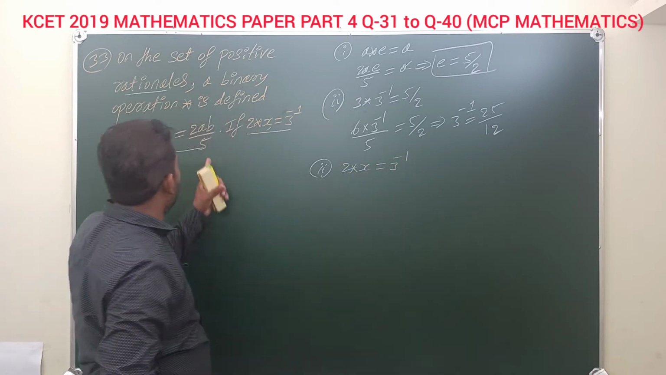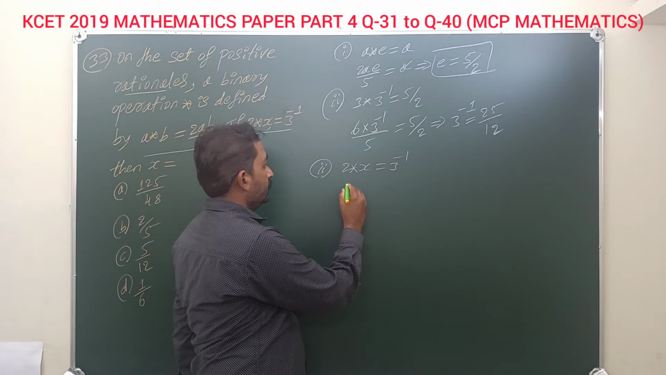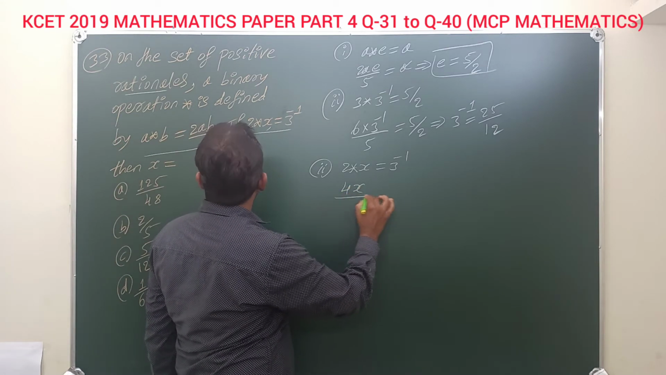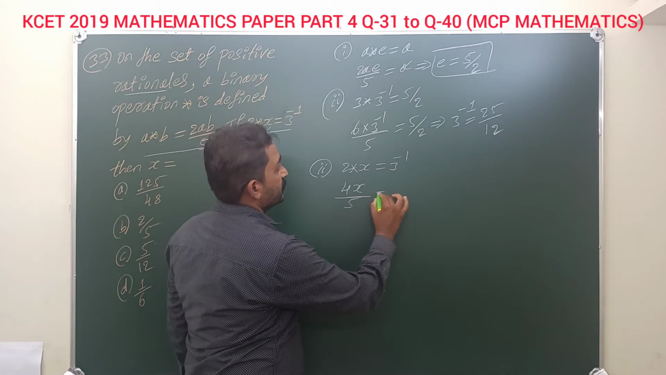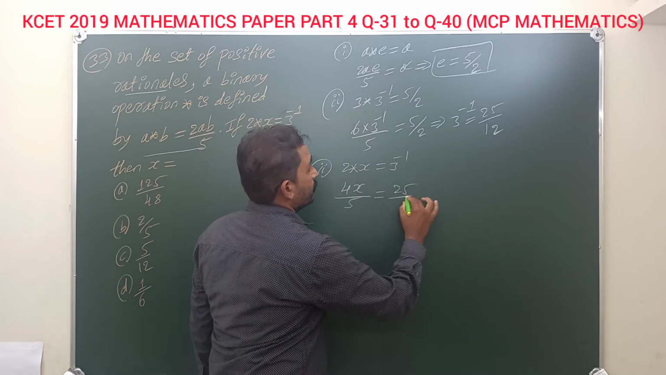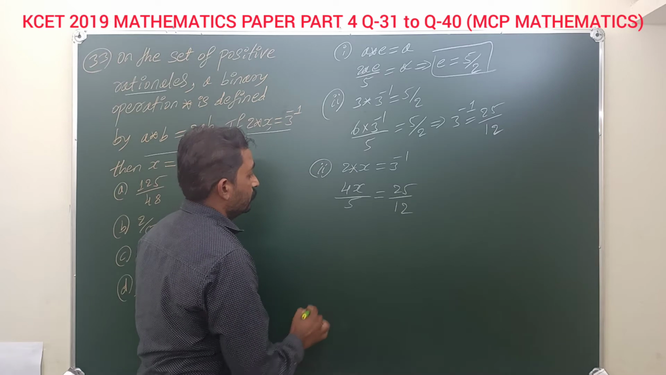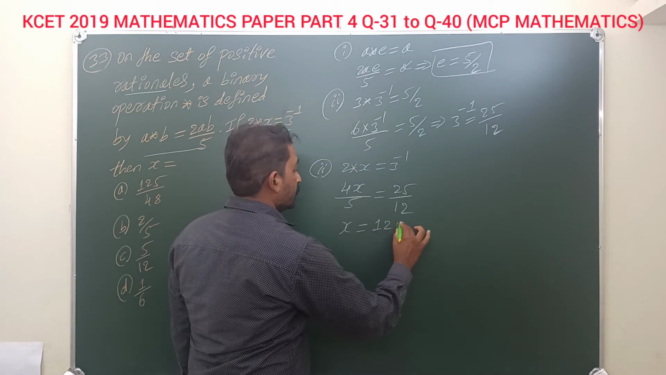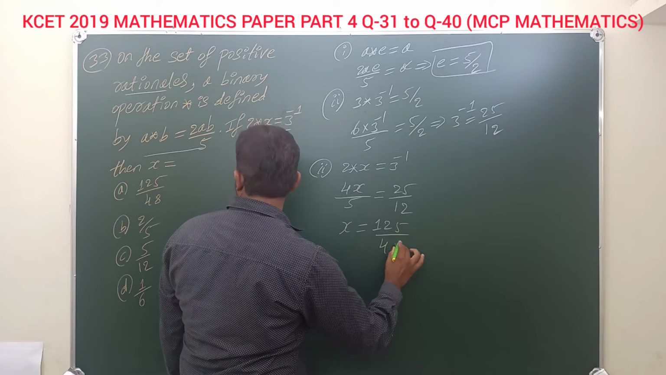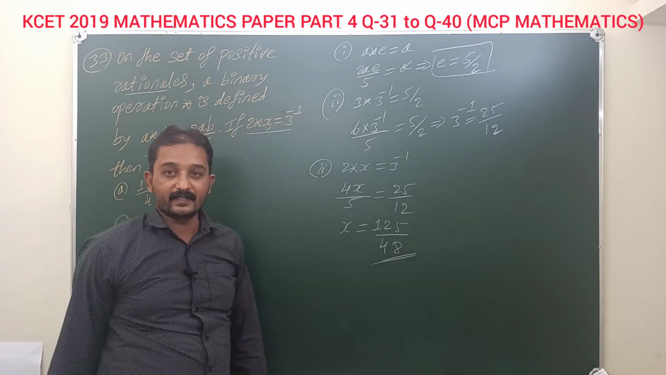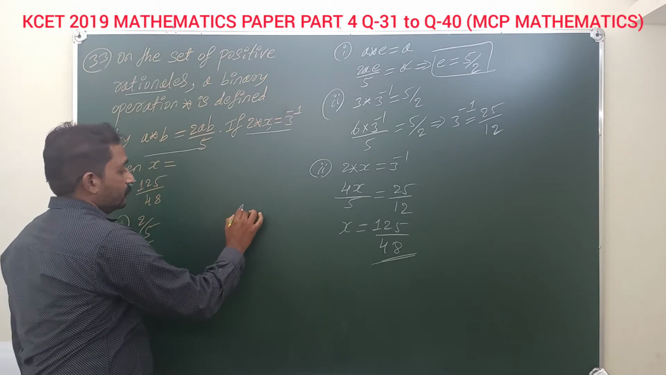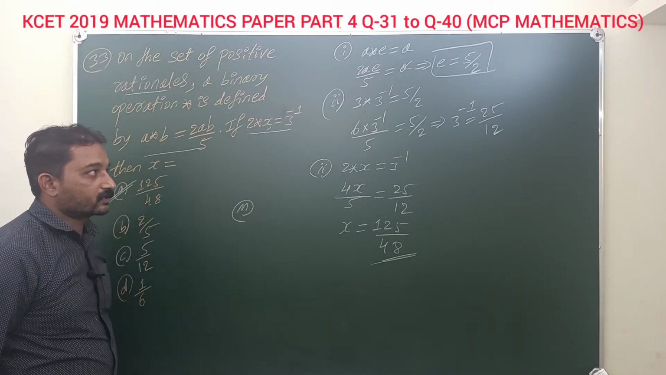2 star x can be written, in this type, as 2ab/5. 2ab means 2 twos are 4, so 4x divided by 5 is equal to 3 inverse, 25/12. So x is 25 fives are 125, divided by 12 fours are 48. 125/48 is the answer for this question, the x value. This is a medium problem. All the students solve this question.